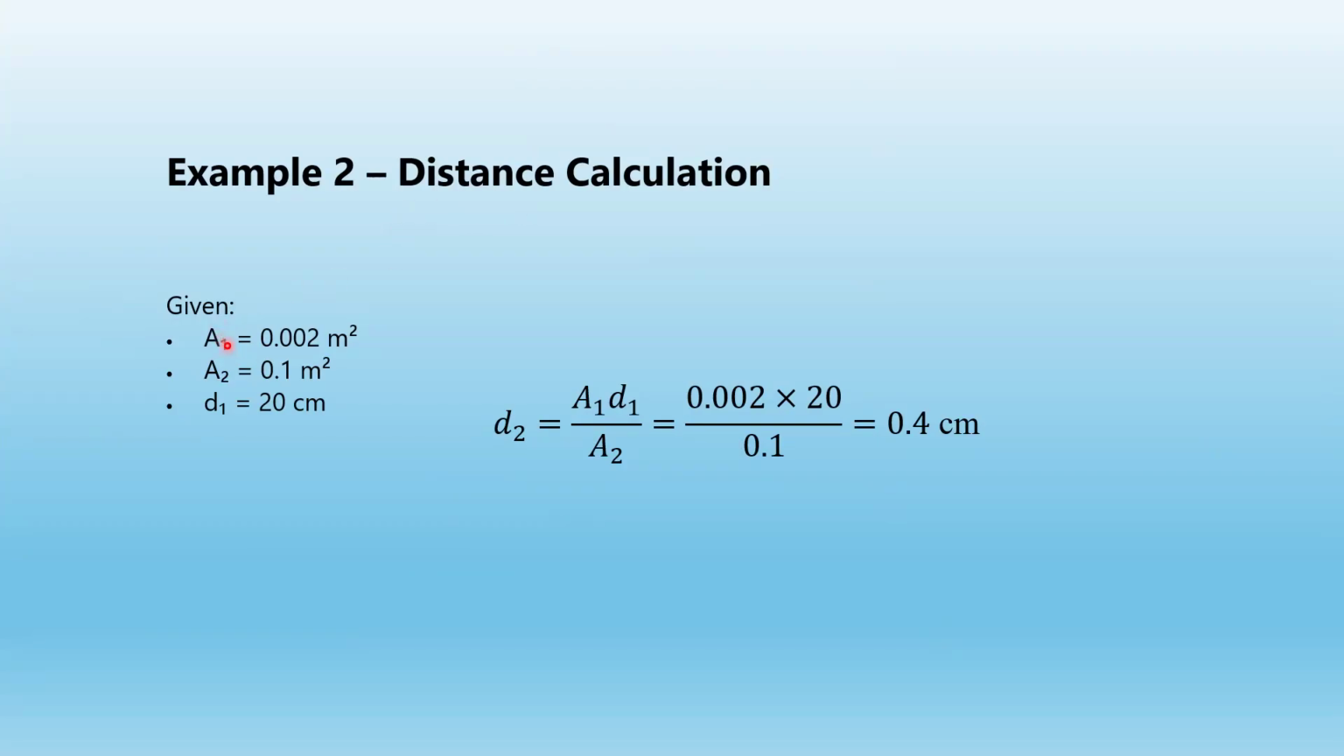Alright. Distance calculation. What do we have here? Area 1, so that's a smaller piston. There's the bigger piston. And we know that the smaller piston moved 20 centimeters. How far is the bigger piston going to move? Well, we know it's going to move less. Remember this formula here?